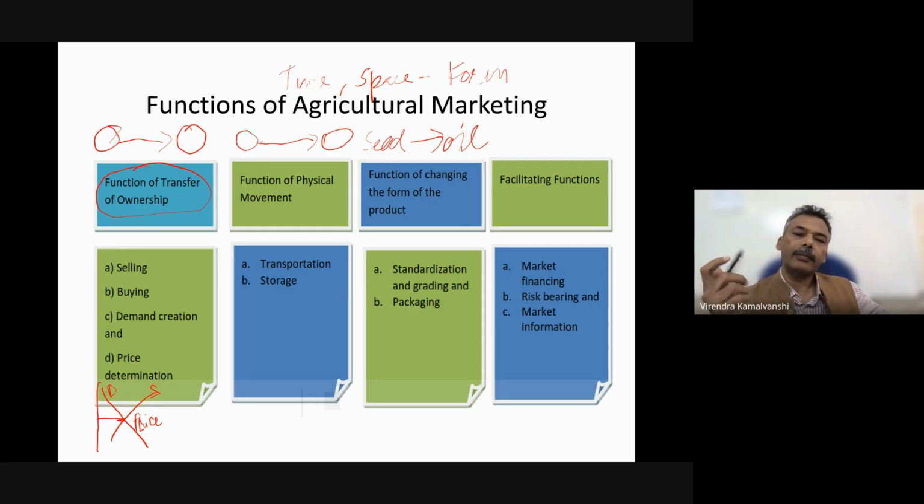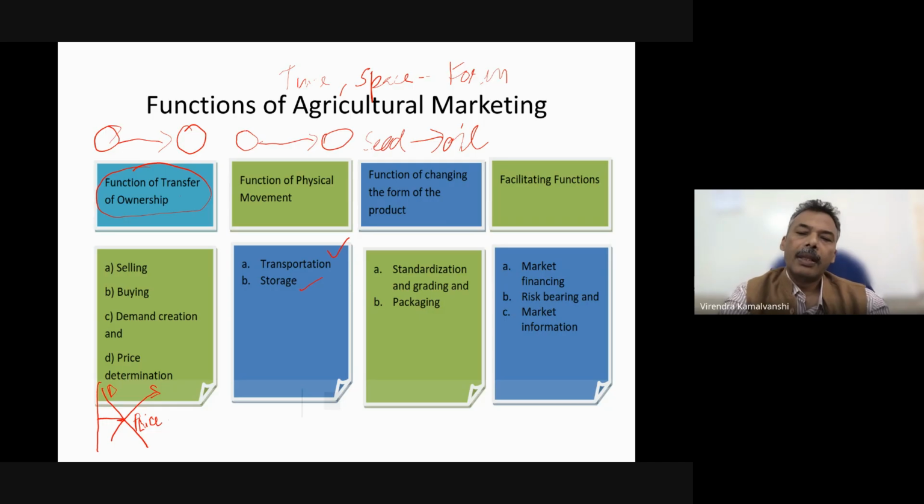Okay, now the other dimension was space. So you are changing space, through the help of transportation, changing from one place to another place, for storage, let us say. Okay. So it's a physical movement from the barn, from the farm gate to the warehouses.